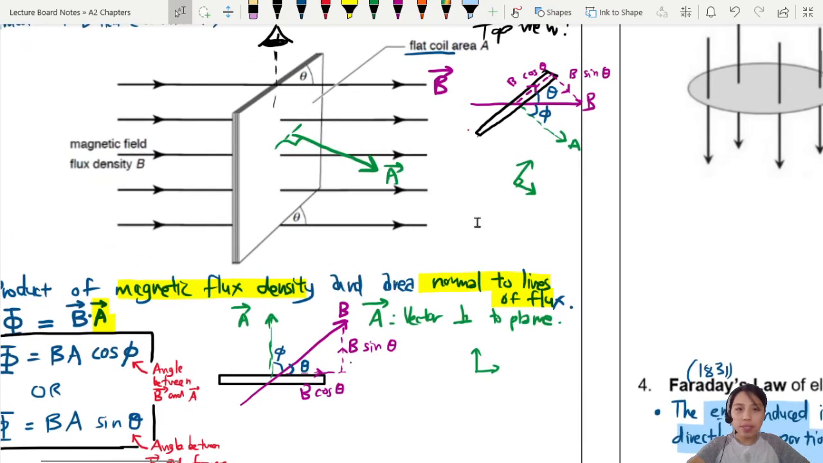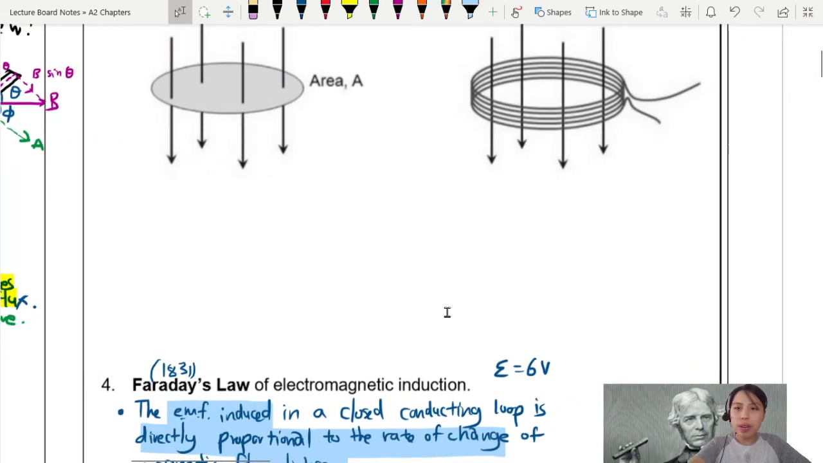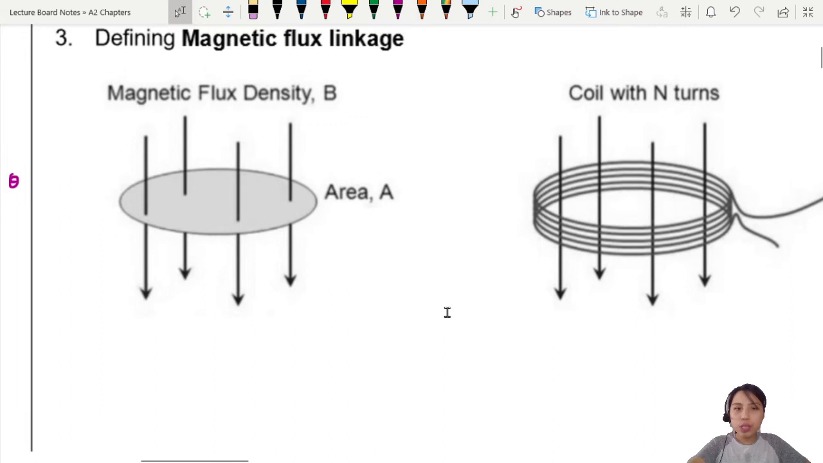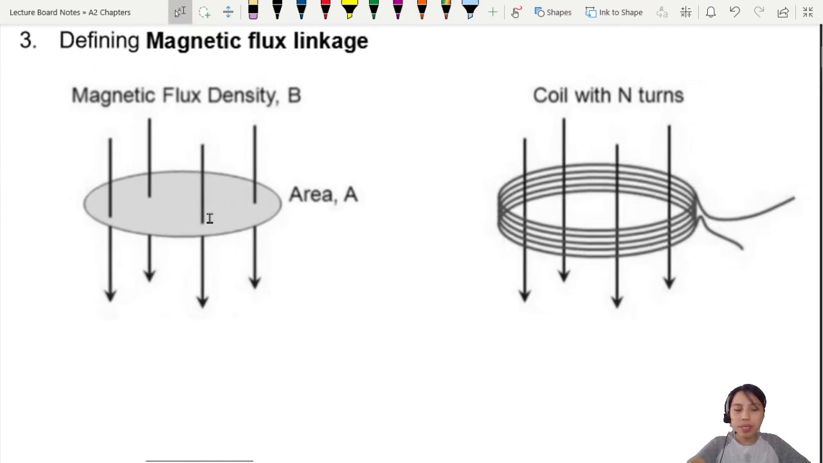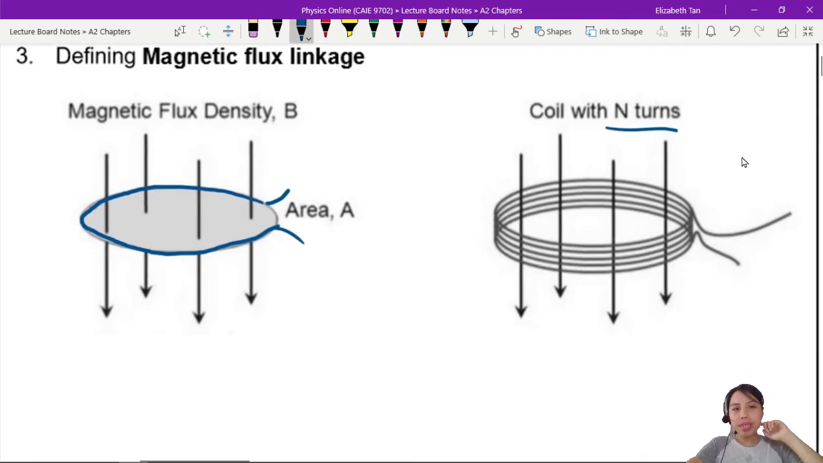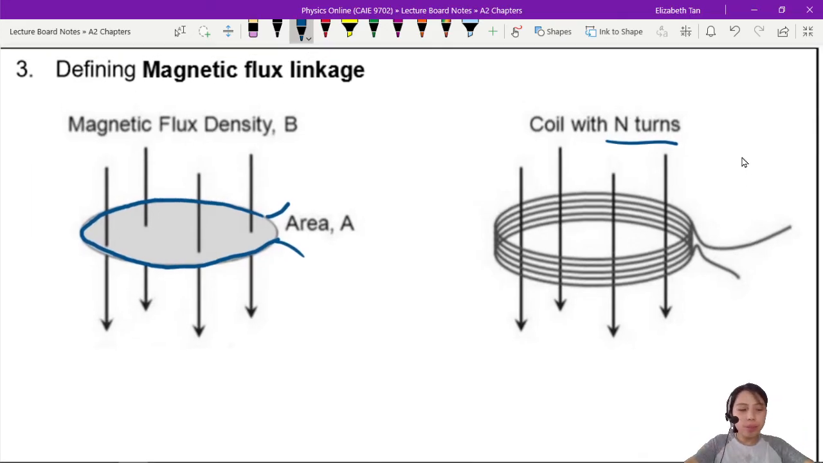So flux is through one area. What about linkage? Okay, look at this diagram. What's the difference between the left side and the right side? Here you have maybe one coil connected with wires like that. The difference is that on the left side you just have one loop enclosing an area. But on the right side, you have N turns, many coils. And there's a difference between both. So magnetic flux linkage takes into account all the coils, many turns.